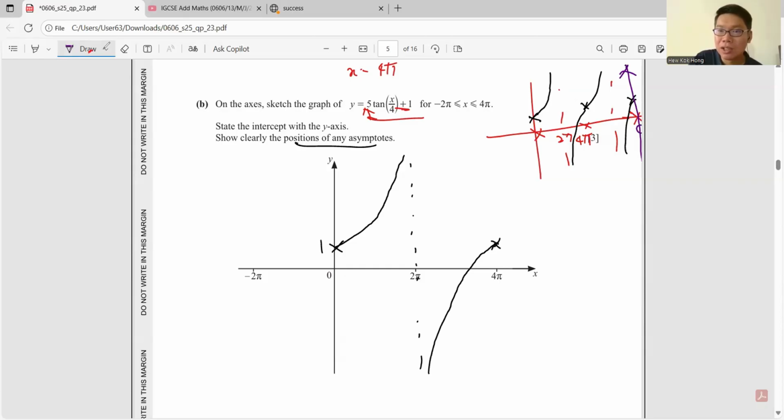Here is 0. Instead of going to the right it is 2 pi, 2 pi, 2 pi. Then going to the left is minus 2 pi, minus 4 pi. Okay, so the 2 pi itself is actually the asymptote. So from here, I go up and join here. So this is my complete answer.